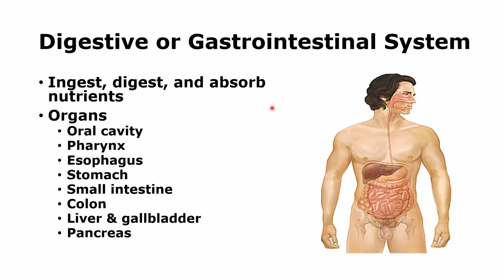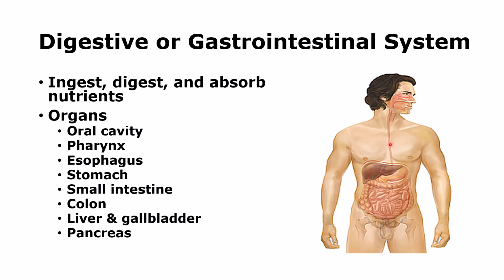The digestive or gastrointestinal system, so that is for ingestion, absorption, and digestion, and also removing or excretion of waste products. So starting with the oral cavity, that is when you eat, the teeth are breaking down the food, and also you have saliva that makes the swallowing easier. It also has some digestive component to it.